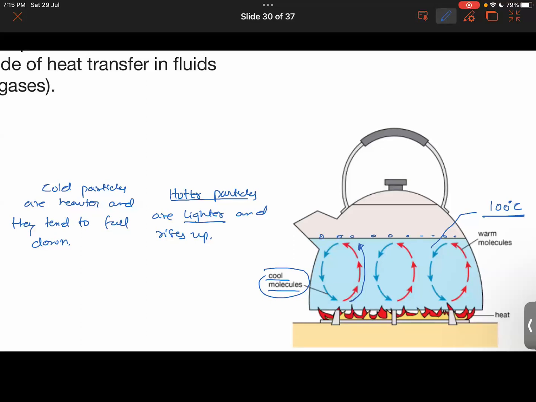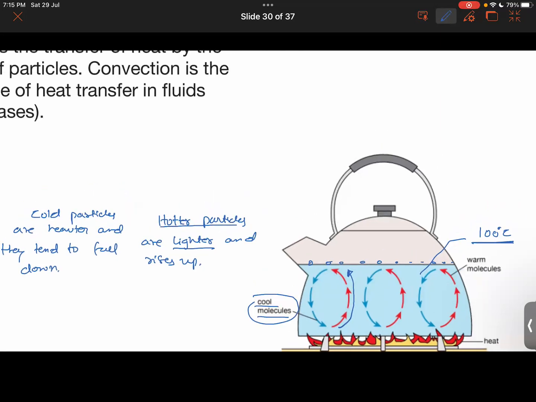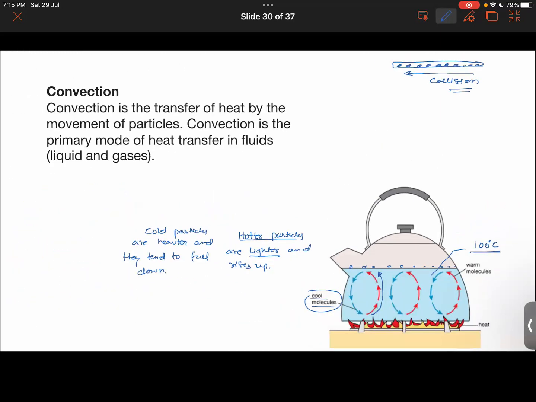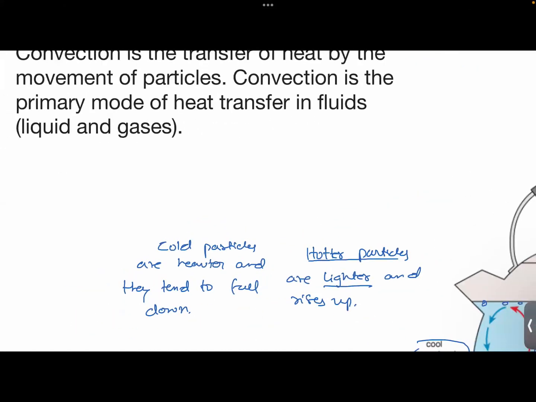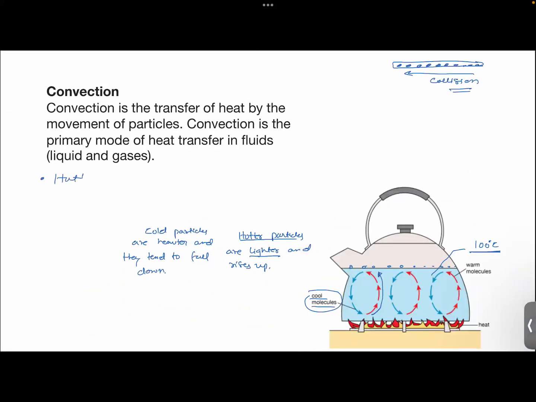The particles start to form bubbles, right? A few important takeaways from this discussion: it is the type of flow in which there is transfer of heat from the hotter part to the colder part of a liquid and gaseous medium.